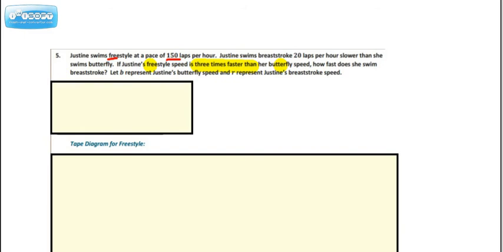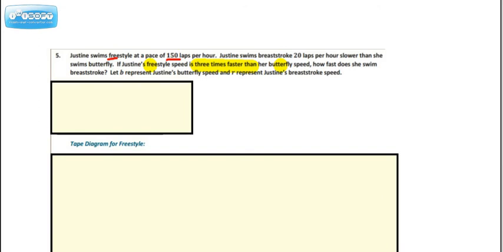Justine swims freestyle at a pace of 150 laps per hour. Justine swims breaststroke 20 laps per hour slower than she swims butterfly. If Justine's freestyle speed is 3 times faster than her butterfly speed, how fast does she swim breaststroke? Let B represent Justine's butterfly speed and R represent Justine's breaststroke speed.